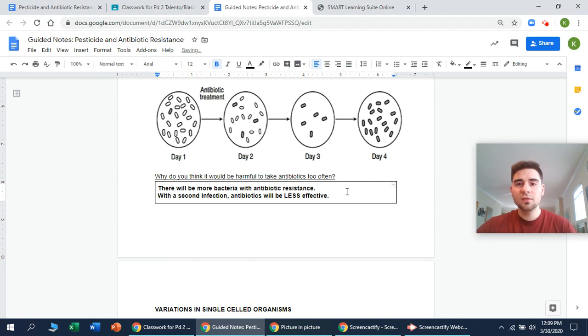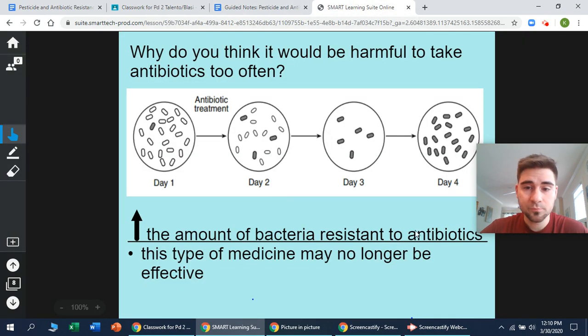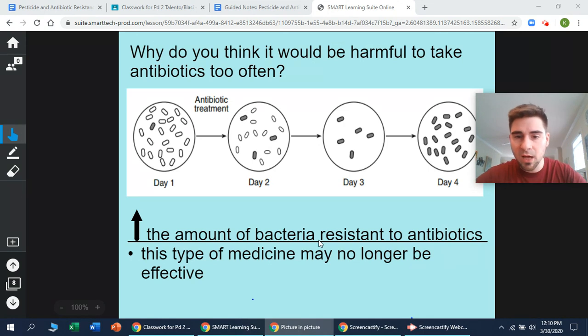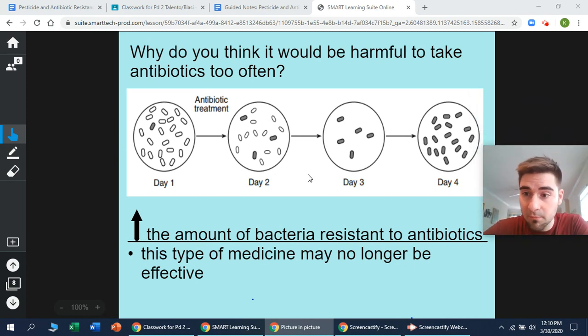So now imagine that this was day one where you use the antibiotic again. All of them are resistant. So what you'd expect is that the antibiotics is not going to kill very many of them. And so you've kind of put yourself in a corner where since you've used the antibiotics a lot, the bacteria are not going to be able to be treated as effectively. Okay? So you increase the amount of bacteria resistant to antibiotics, which means this type of medicine may no longer be effective. Okay, so the more you use antibiotics, the less effective they become.